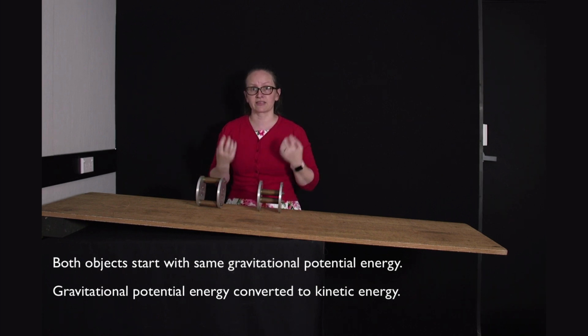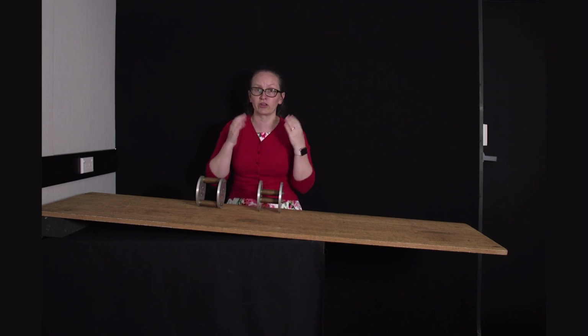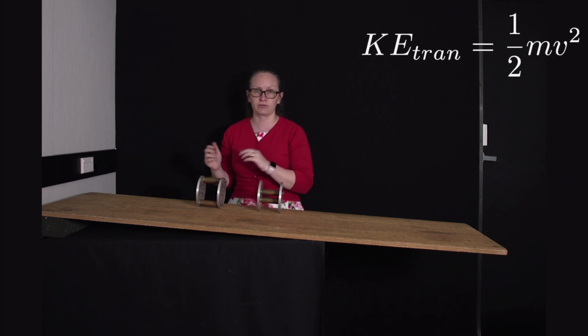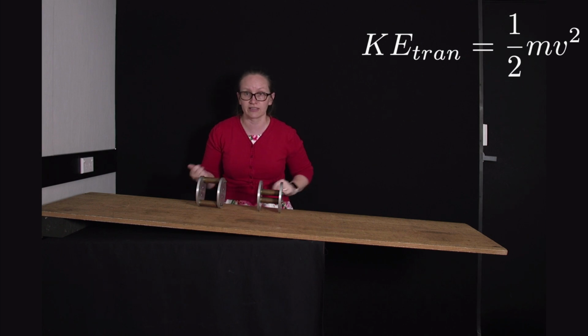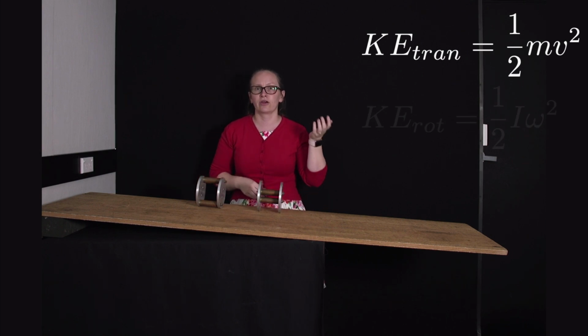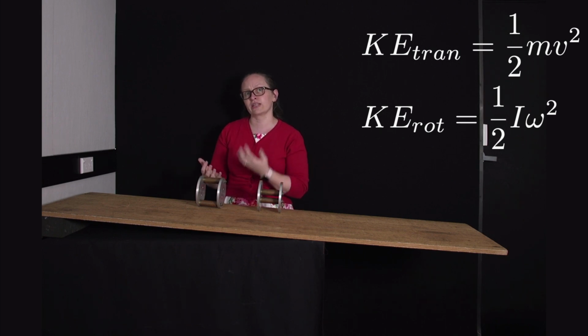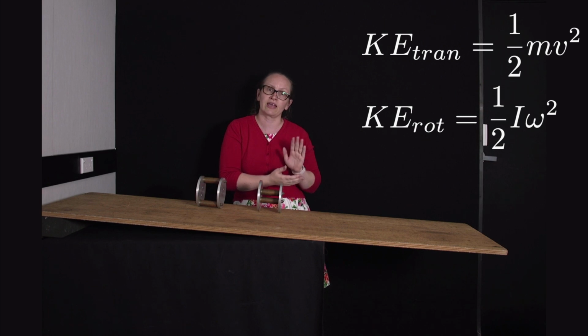But as we've discussed, there's two types of kinetic energy. We've got the translational kinetic energy, which is making it move along and which makes one of them get to the end faster than the other, and also the rotational kinetic energy. Now, when more energy goes into the rotational kinetic energy, it means that there's less energy going into the translational kinetic energy.